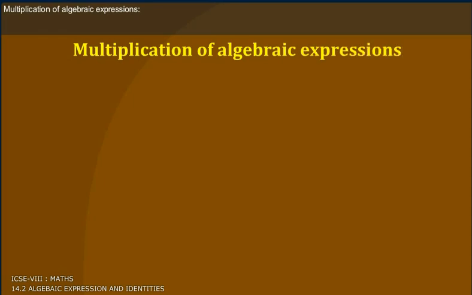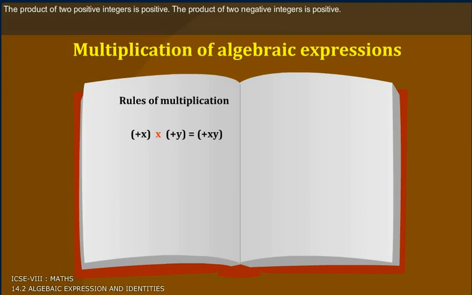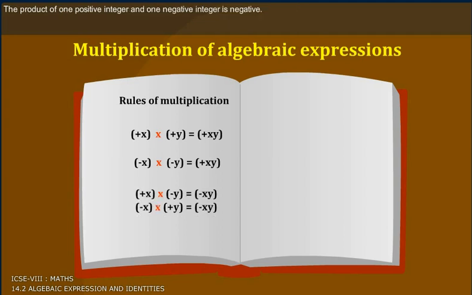Multiplication of algebraic expressions. I think you may have learned these rules of multiplication in your previous standard. So let us take a review. The product of two positive integers is positive. The product of two negative integers is positive. The product of one positive integer and one negative integer is negative.